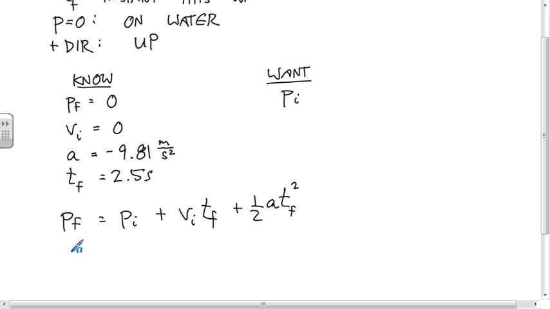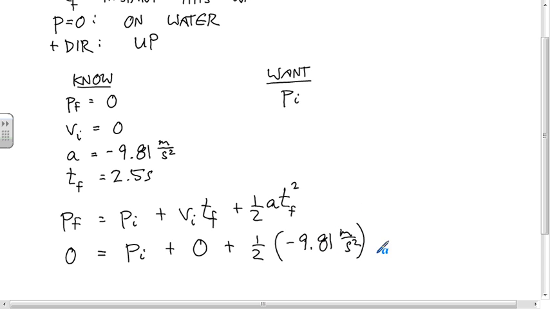So substitute in the values. 0 is equal to PI plus the initial velocity times 2.5. 0 times anything is 0. So, and then plus 1/2 times negative 9.81 meters per second squared times 2.5 seconds squared.